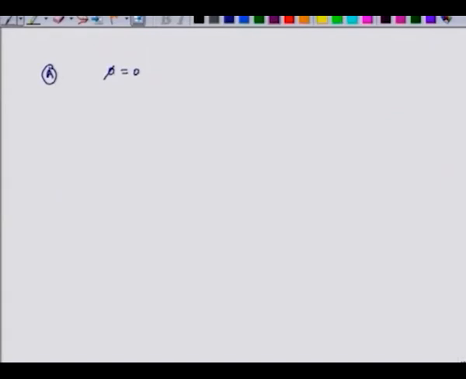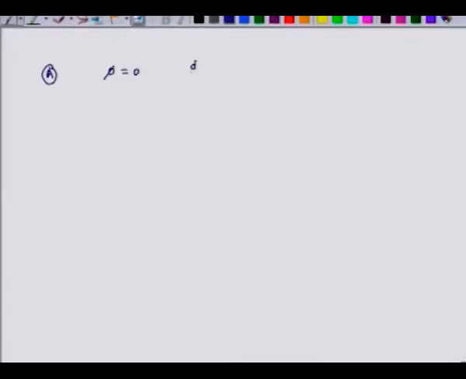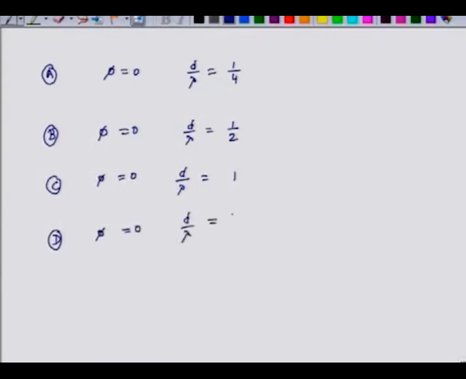So, what we are going to look at is another set of cases, and in all these cases we will assume that the phase difference between the two volume velocity sources V1 and V2 is 0. In case A, we will put d over lambda as 1 over 4. Then case B, again phi is assumed to be 0, and we will increase d over lambda by a factor of 2. So, this becomes half. Case C, phi again is 0, and we further increase d over lambda to 1, and case D, we again assume phi equals 0, and d over lambda is 1.5.